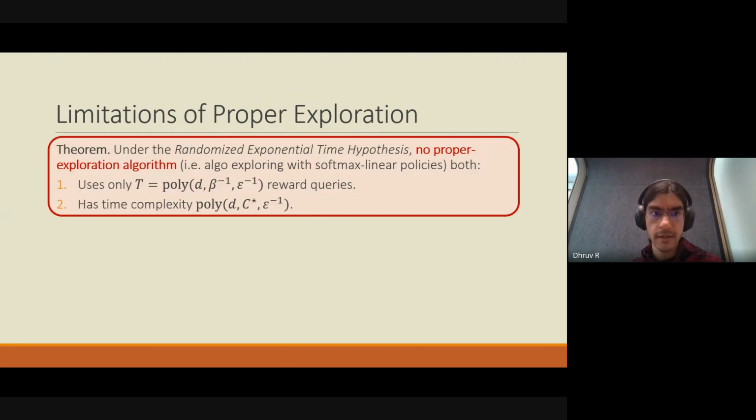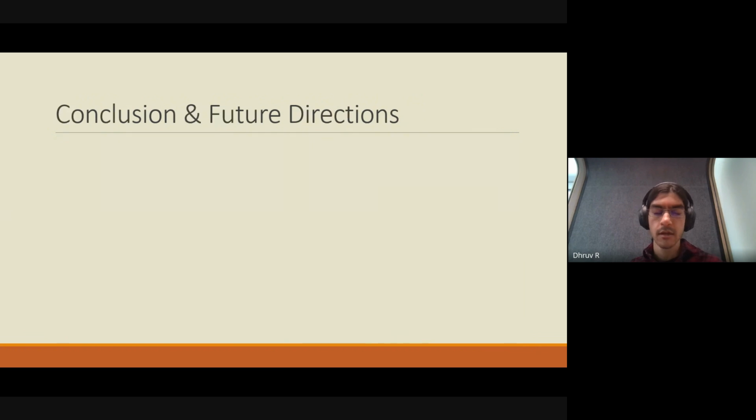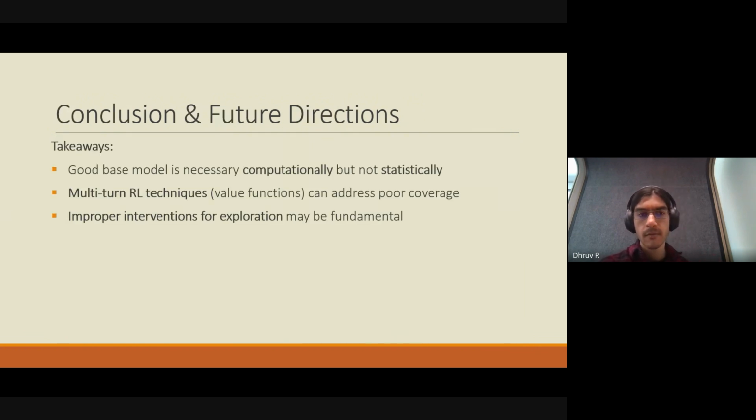So yeah, there's some proof sketch. I will skip over this and just talk about the conclusion. We showed essentially that in our toy theoretical framework, you can get this distinction between whether a good base model is necessary computationally versus statistically, and that you can get some benefits if you turn to multi-turn RL techniques and make some stronger structural assumptions.